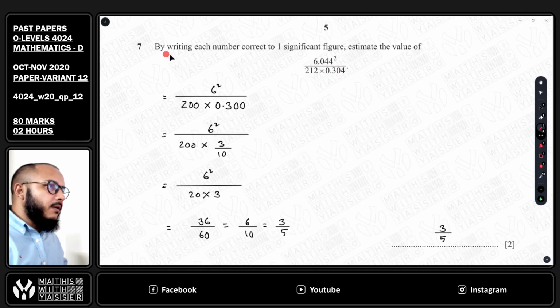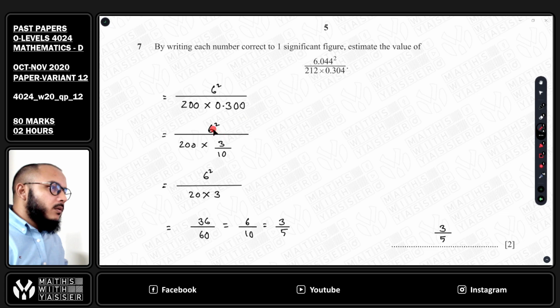Question number 7. By writing each number correct to one significant figure, estimate the value of this. So since we need to correct it to one significant figure, the second value is not affecting the first one, so it will remain just 6. And for 212, again, the second value is less than 5, so it will remain 200. And for 0.304, the second value after the first digit is less than 5, so it will be 0.300.